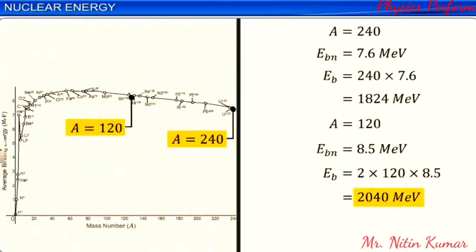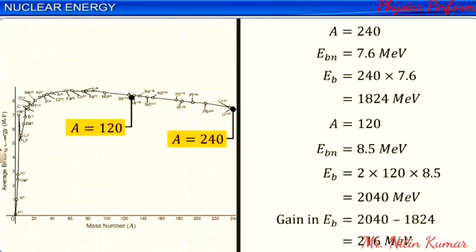This shows that when a single nucleus of mass number 240 splits into two nuclei, the gain in binding energy is 2040 minus 1824, which is equal to 216 MeV. This energy is extremely large and is about 1 million times larger than the conventional energy sources like wood, coal, petroleum, etc.